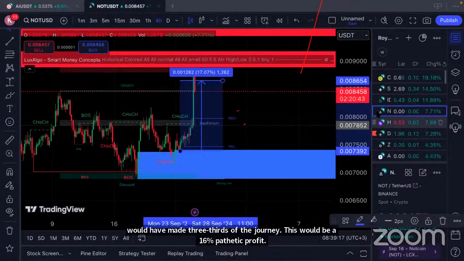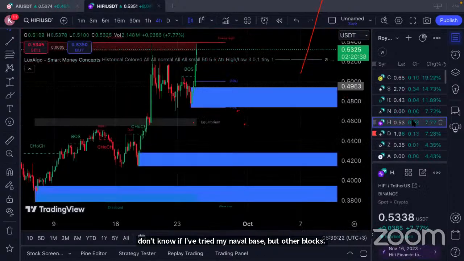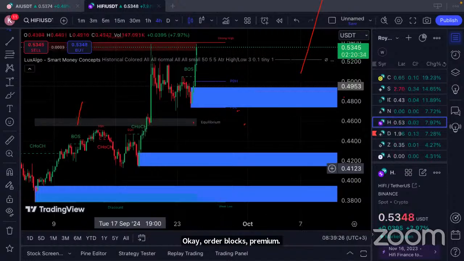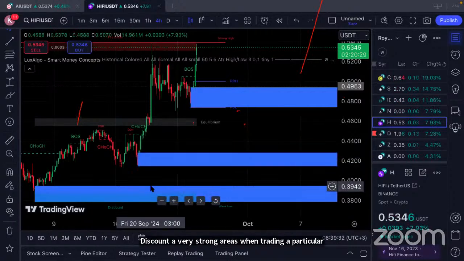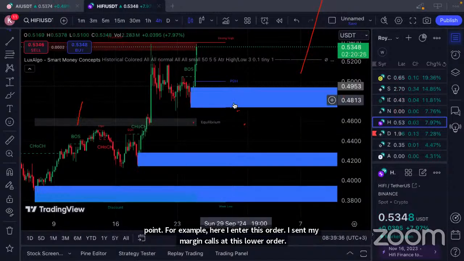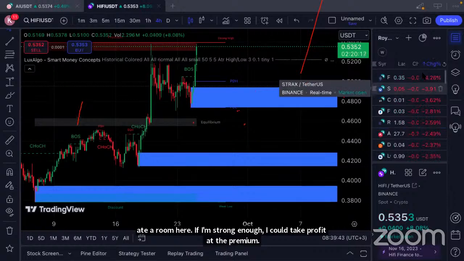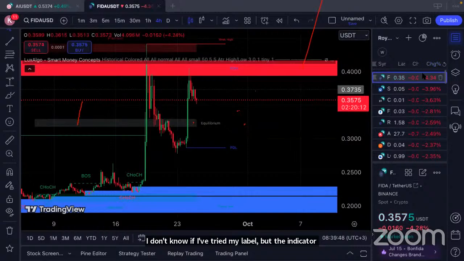I don't know if I've tried my level best, but order blocks, premium, and discount are very strong areas when trading a particular coin. For example, here I enter this order block, and I set my margin calls at this lower order block. As simple as that. I enter from here. If I'm strong enough, I could take profit at a premium. The indicator is as simple as that.